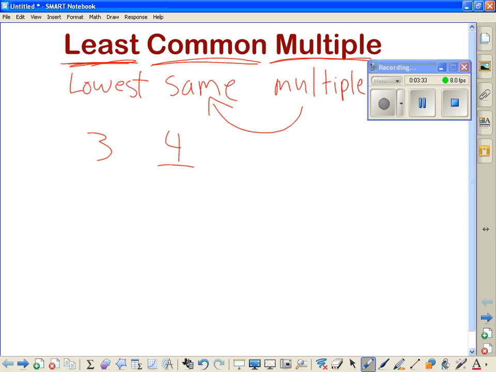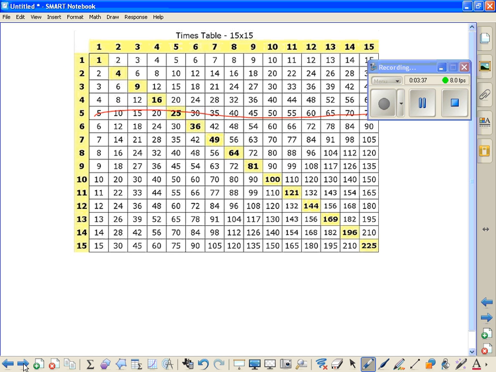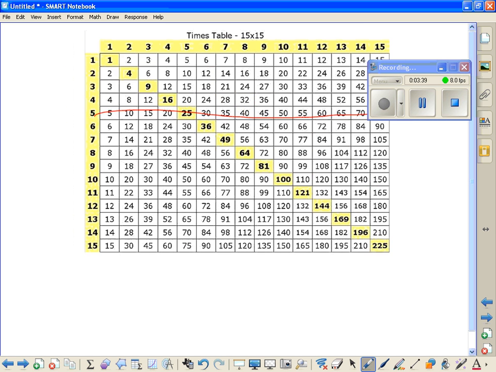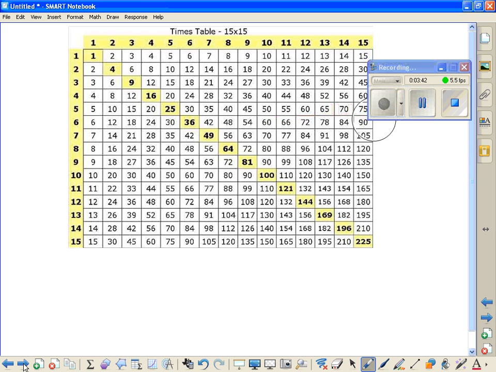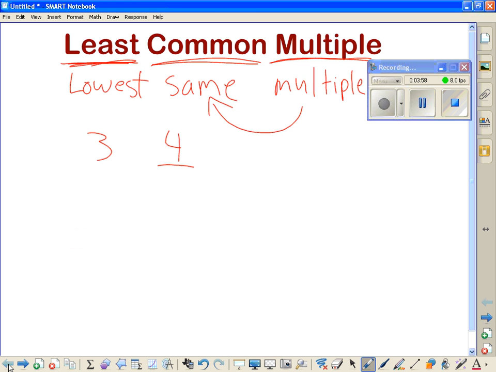What we're going to do is start listing multiples of 4. So we will start looking at the table, and we'll find 4. I'm just going to look and see what the multiples of 4 are: 4, 8, 12, 16, 20, 24. We only have to go about 4 or 5 numbers in. I'm going to list those multiples under 4: 4, 8, 12, 16, 20.